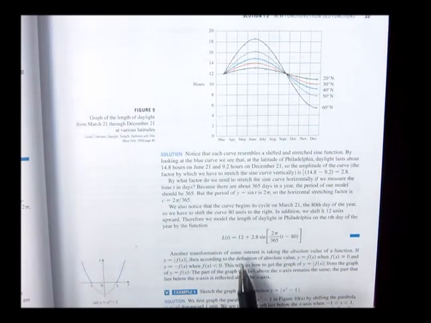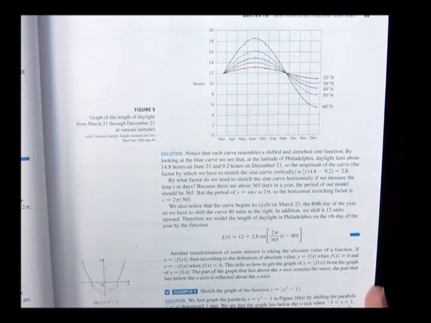Now we're looking at some kind of complicated mathematical model, but really we're not.